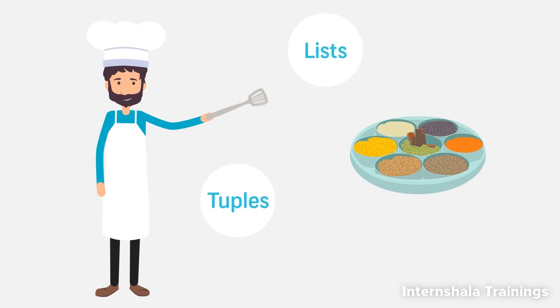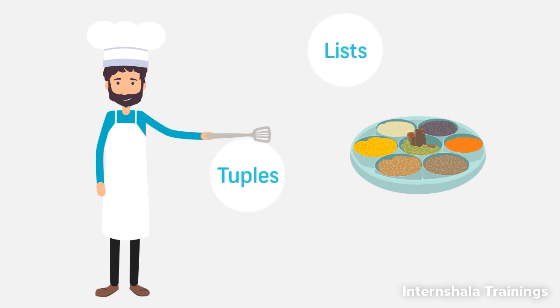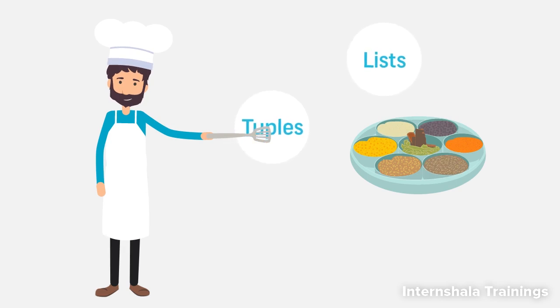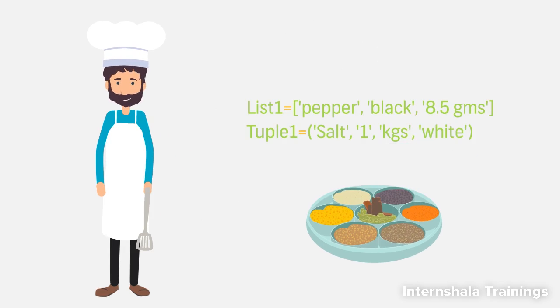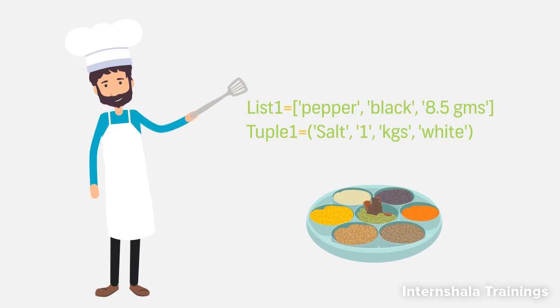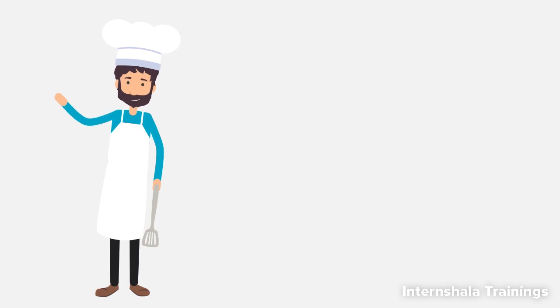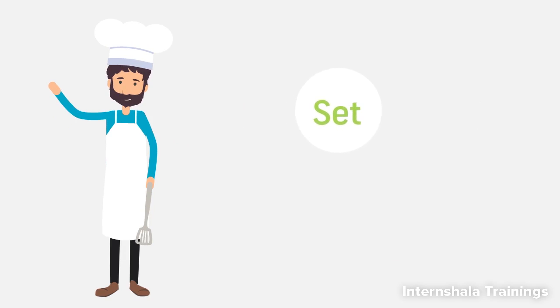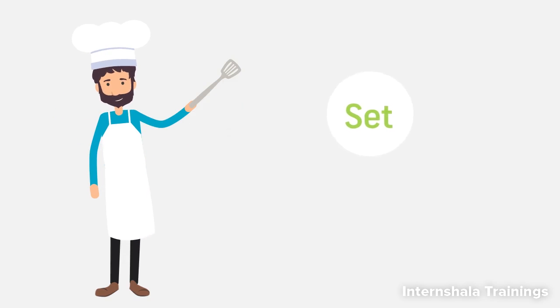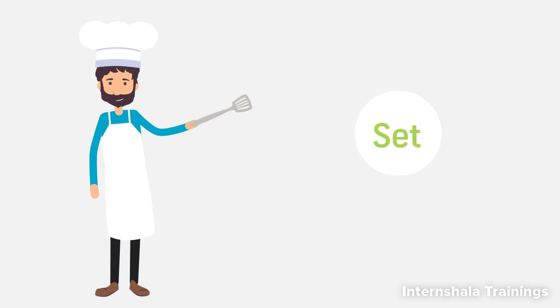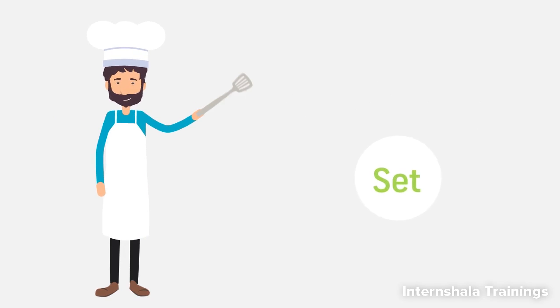For example, in the spice container, we may have powdered things like salt, whole grains like cumin seeds, or chunks like cinnamon. In the same way, a list or a tuple may contain a mix of numeric and string data types. By the way, there is another data type called set. But we won't be covering it in this training because it is an advanced level topic. If you are curious to learn about the set data type, you can read about it in the helper text below.